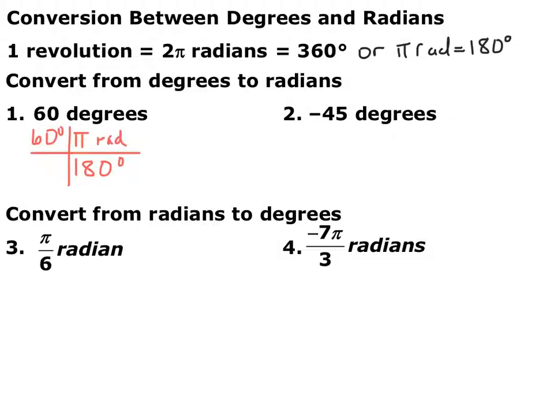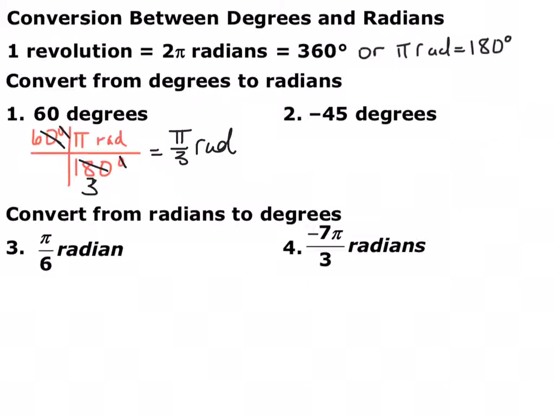So we can use this to help us convert between them. I always use dimensional analysis. So 60 degrees, if we want to convert it to radians, pi radians is the same thing as 180 degrees. So your unit of degrees cancels out. You can also do some algebraic canceling here. There are 3 60s in 180. So 60 degrees is the same thing as pi over 3 radians.